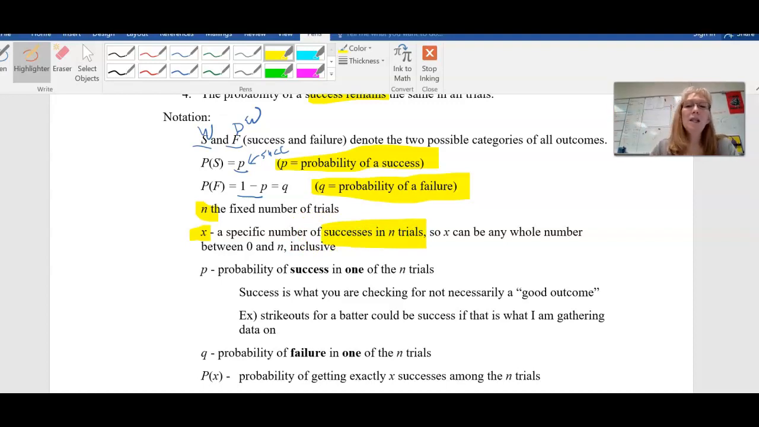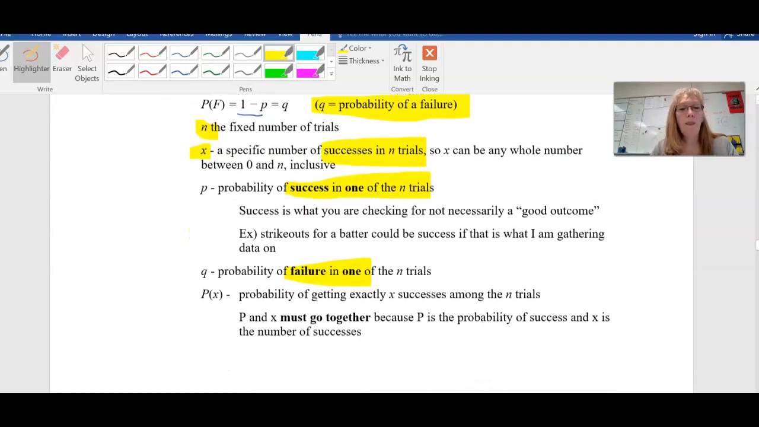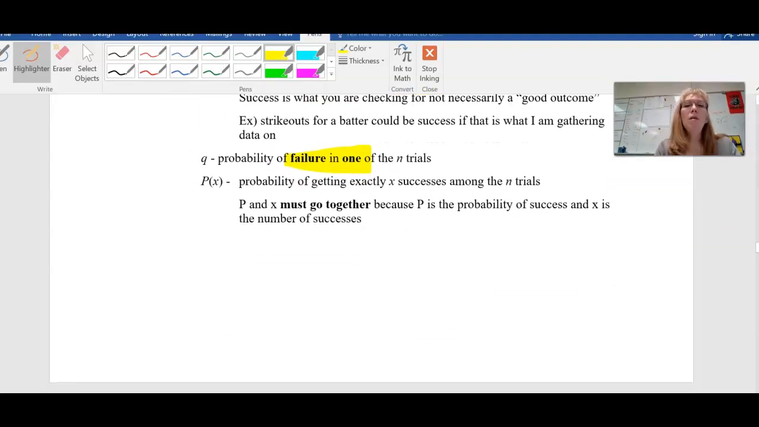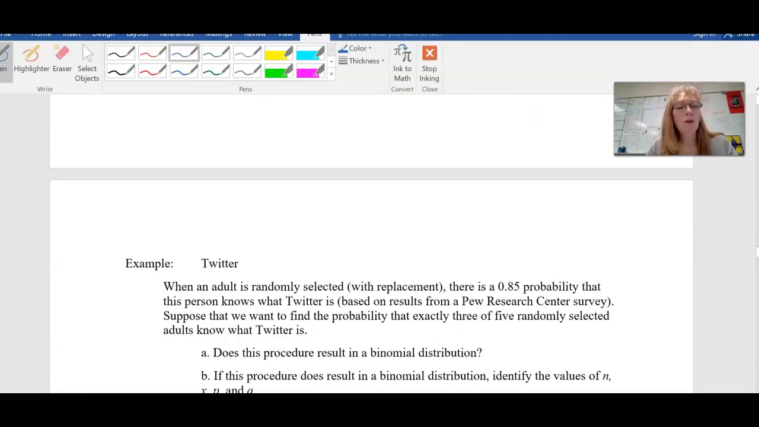P is the probability of success in one trial of N trials. It is a good outcome, remember, not necessarily true or false. Q is failure in one trial. So how often will this fail in one trial? P of X is the probability of getting exactly X successes in N trials. And we will be using StatDist to help us calculate some of this. So make sure you have that ready to go also.